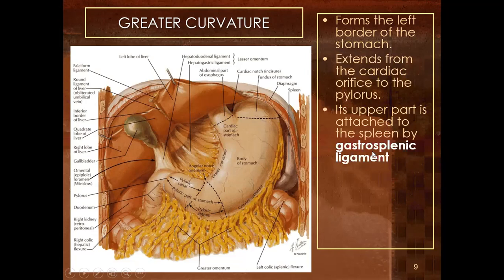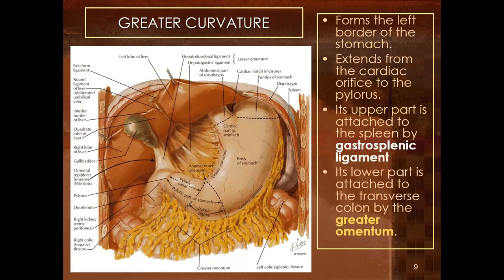The upper part is attached to the spleen by the gastrosplenic ligament. If you see here, there is the spleen. So there is a ligament between the spleen and the greater curvature. This is called the gastrosplenic ligament, a very important ligament.